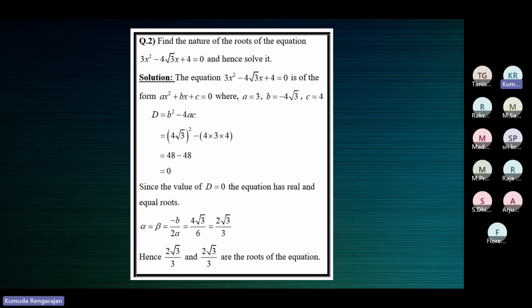When d is equal to 0, then both the roots are equal, and both the roots will be equal to minus b by 2a. So minus b meaning minus of minus 4 root 3, so 4 root 3 by 2a. 2 into 3, 6. When d is equal to 0, the two roots are equal, and the equal roots will be equal to minus b by 2a, which is 6.